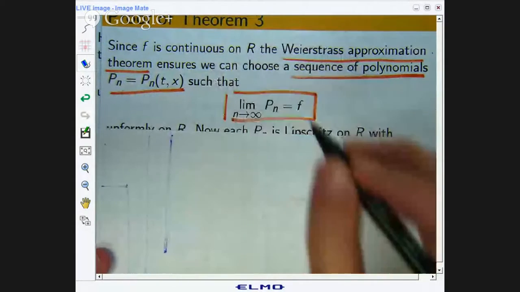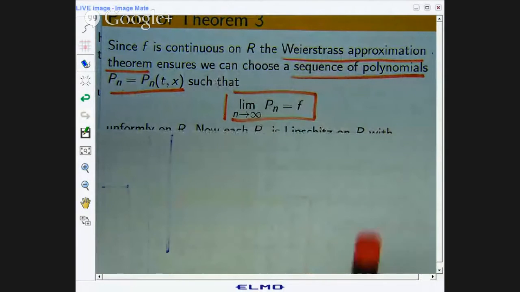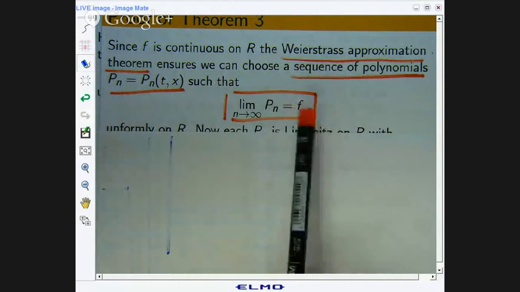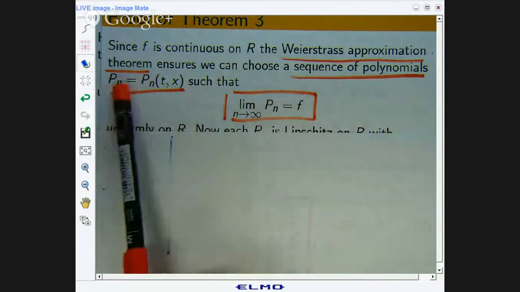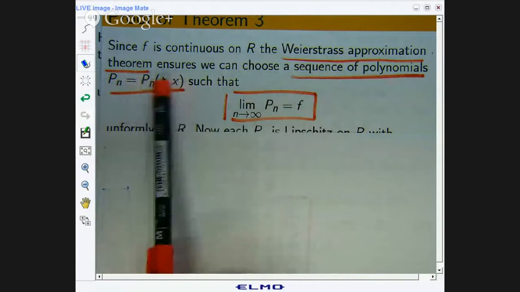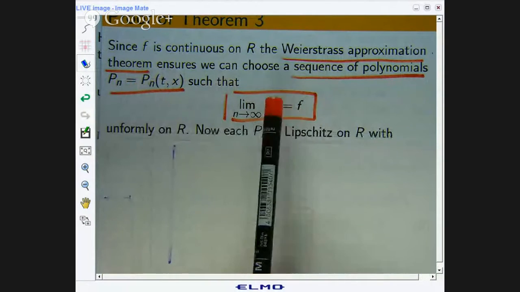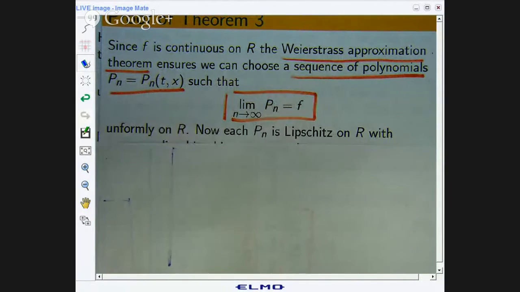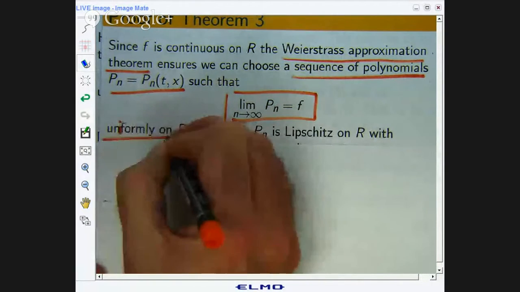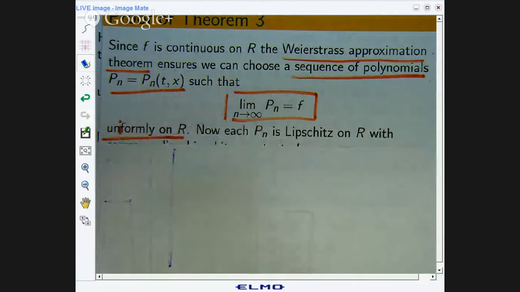due to Carl Weierstrass, who's one of my heroes, that says, okay, if f's continuous on this rectangle, I can always find a sequence of polynomials in 2 dimensions where the sequence of polynomials converges uniformly on the rectangle to f. Now that's an amazing result. So we're actually going to look at how polynomials can shine the light on these nonlinear f problems.